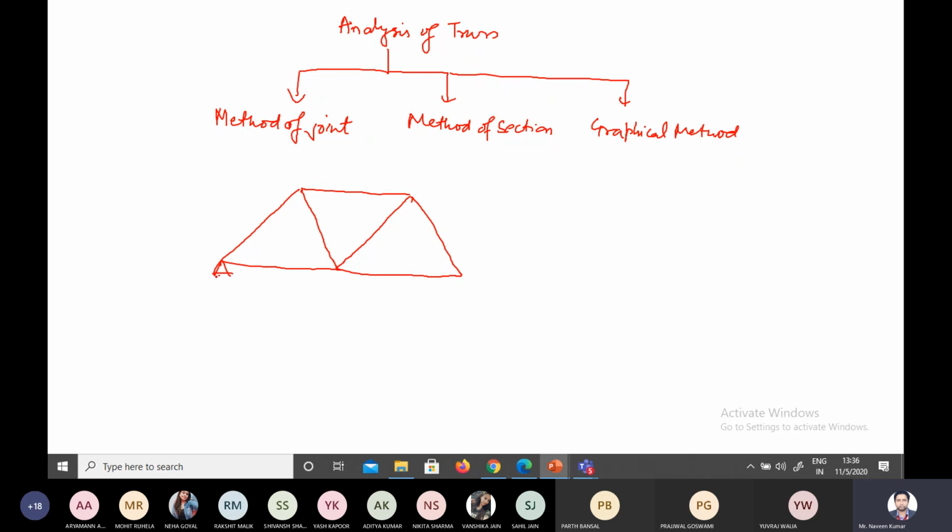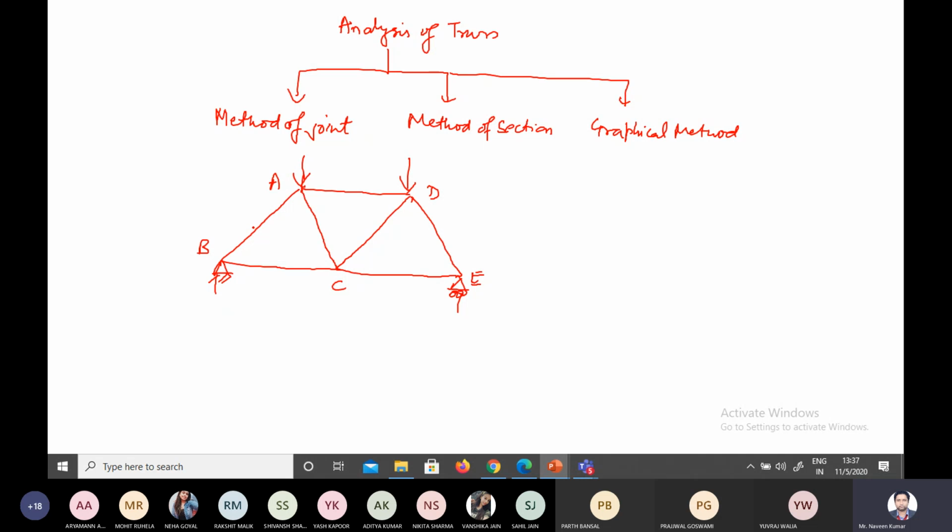Okay, this is one truss. Hinge support, roller support. Let us give two loads here. Now see, let me label it so that you can understand it more clearly. Now you can see here, this is a truss which is an assemblage of three triangles. Fine. Now, what is the meaning of analysis? The meaning of analysis is that we have to find the forces in various members.